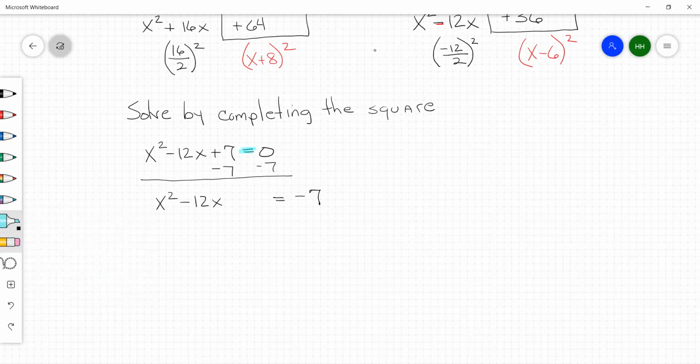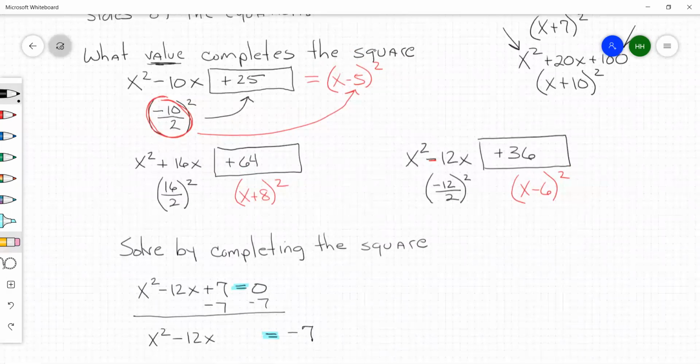Got an equal sign now. Don't forget that you got an equal sign. Once you've got an equal sign, like up here, the question was what value completes the square? And all we were doing was just completing the square. There was no equal sign in this problem. But now we're solving an equation by completing the square. So there's an equal sign in this problem. So you need to be a little bit more careful because you're going to combine some techniques.